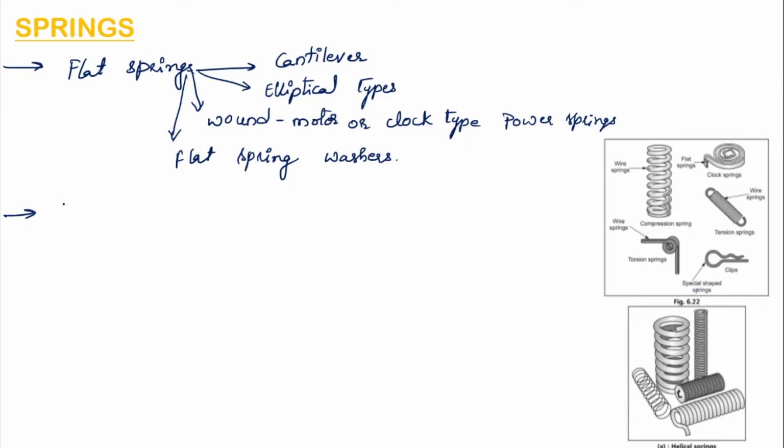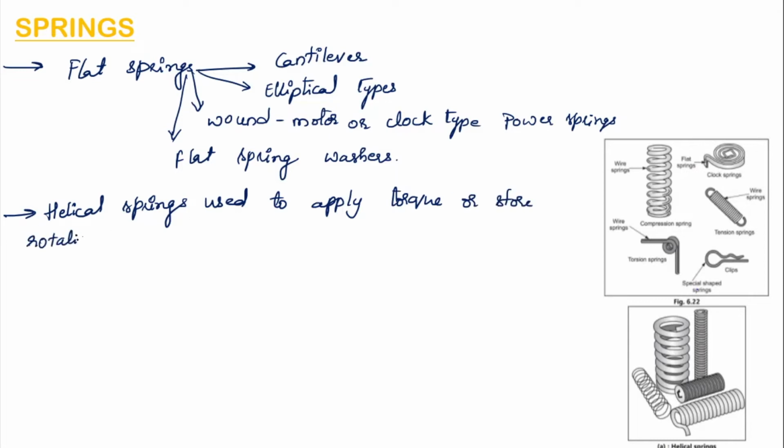Now, these helical springs, which we have discussed in the wire springs, are wire springs used to apply torque or store rotational energy, and because of their use, they are commonly referred to as torsion or double torsion springs.